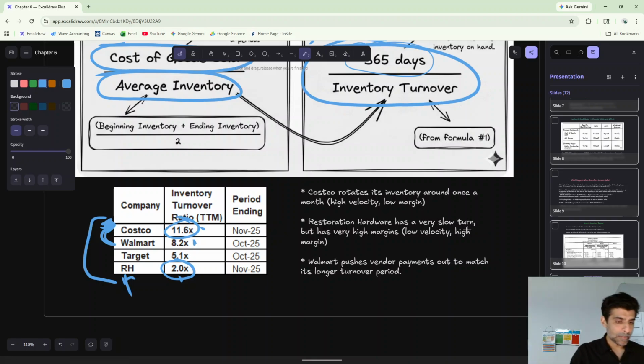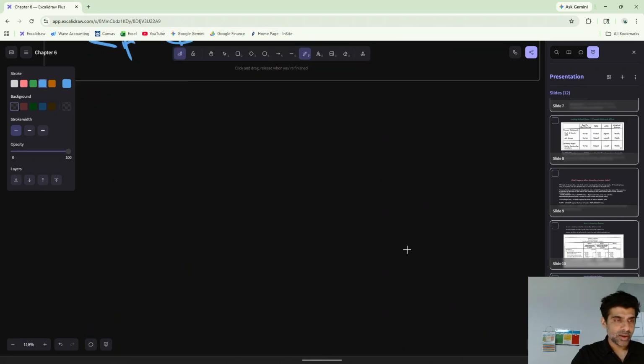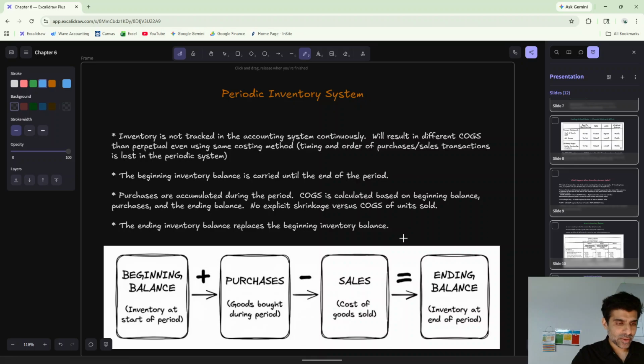Okay. Any questions on this? This concept of inventory turnover? No? Okay. And then one more topic that's in the chapter, periodic versus perpetual inventory systems.